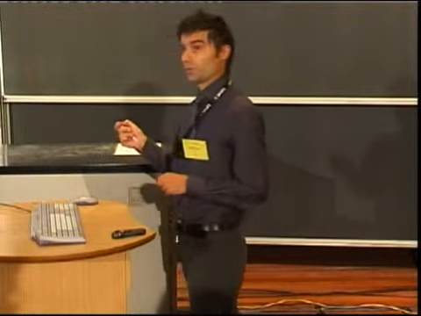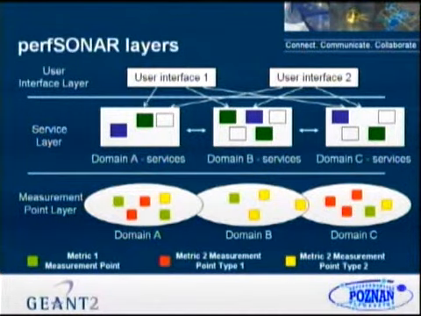This picture shows you the basic three layers we identified within perfSONAR. On the bottom layer, which we call the measurement point layer, there are measurement points. What are measurement points? They are located within a domain, and they can run measurements. They provide us with different metrics, with different measurements running on different measurement points, like available bandwidth, like packet loss, like delay. On top of it, the middleware, is the service layer, which is a service-oriented architecture.